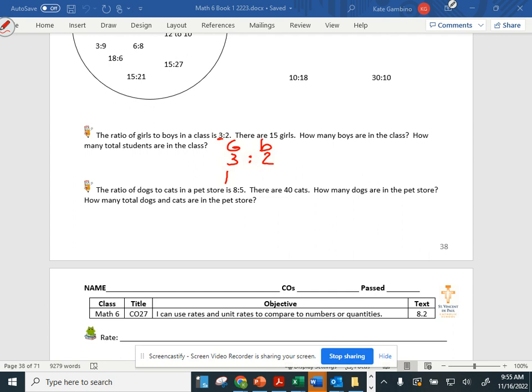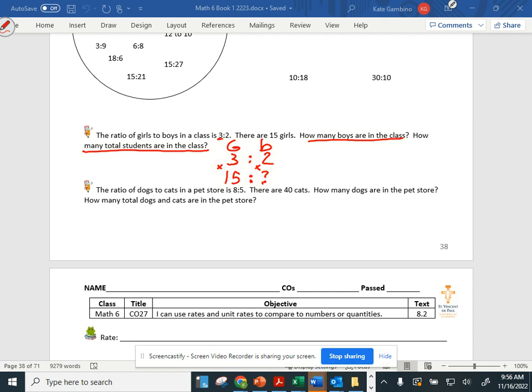Then if we know there are 15 girls, remember, we have to find out what we're multiplying by to go from 3 to 15, and we need to multiply the other side by the same number. But then we have to answer the question, how many total students are in the class? So our question mark was, how many boys are in the class? How many total students are in the class? We know how to find how many boys. We did that yesterday.